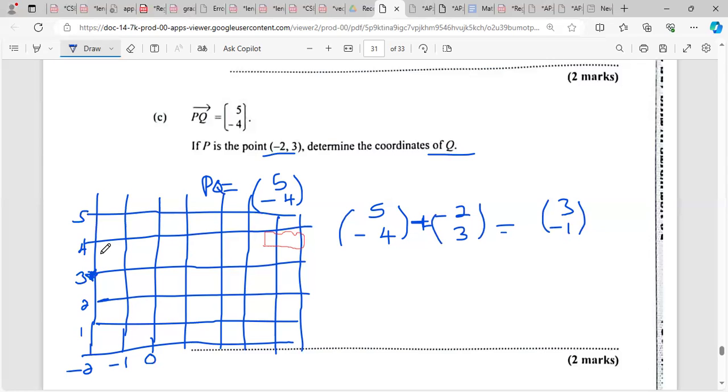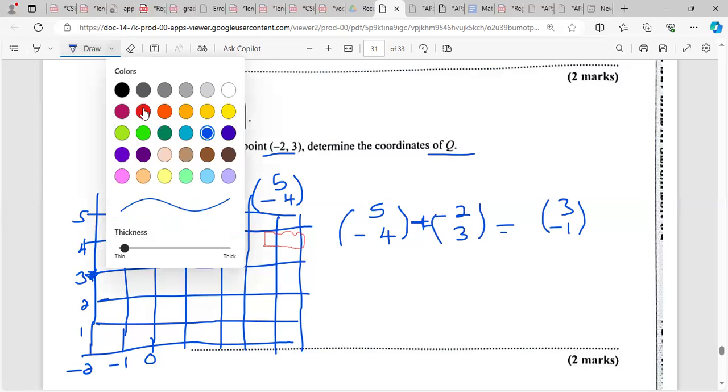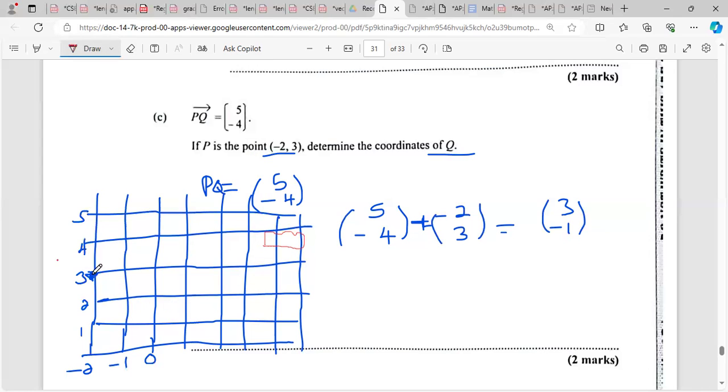Now they say from P to Q, so we want to find Q. From P to Q is 5, negative 4. So we use a different color to go across. We'll go 5 across: 1, 2, 3, 4, 5, and then 4 down: 1, 2, 3, 4. And of course we land at negative 1. So this will be the point 3, negative 1.